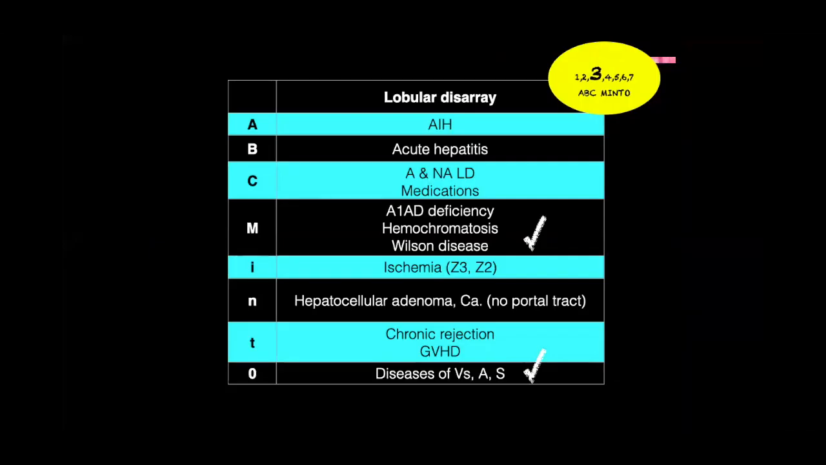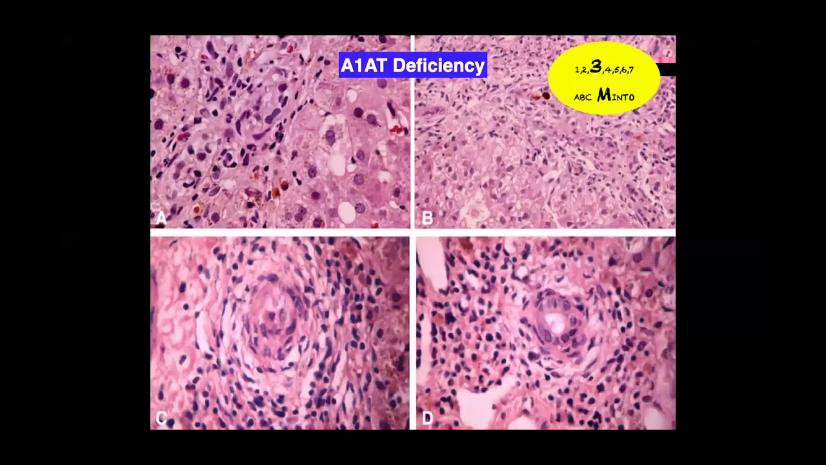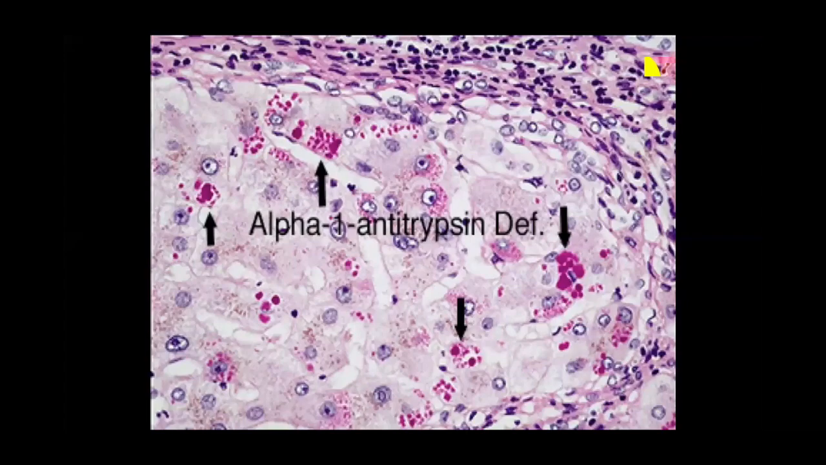Now we have seen autoimmune, we have seen biological, we have seen chemical. We are moving over to metabolic diseases that cause lobular disarray or distress. Alpha-1 antitrypsin deficiency can present with hepatitis, with fibrosis, with lobular inflammation. But the classic picture for alpha-1 antitrypsin deficiency is the PAS-positive globules.